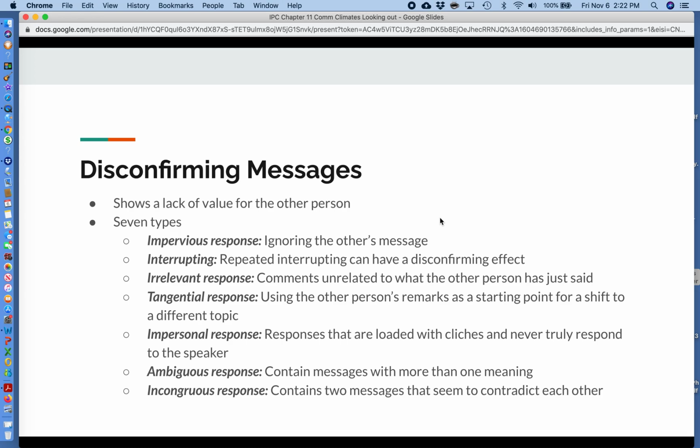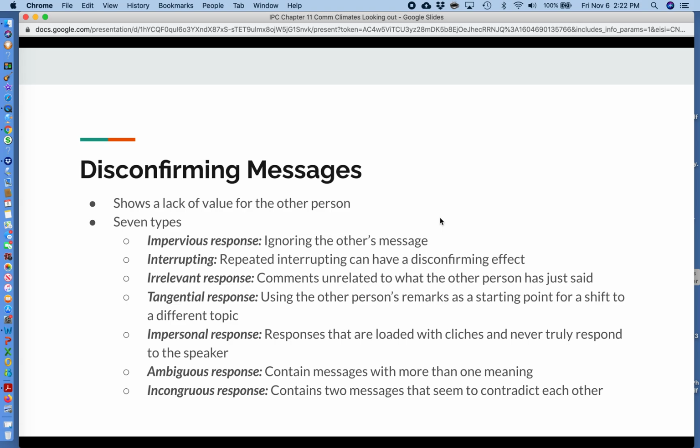Then there's interrupting. So we know that when we interrupt people a lot, it has a disconfirming effect. It makes them feel as if they aren't valued because you're not listening to what they're saying. Then there's the irrelevant response, where you respond with something completely unrelated to what the other person has just said. The tangential response, where you use the other person's message as a starting point to talk about something else.